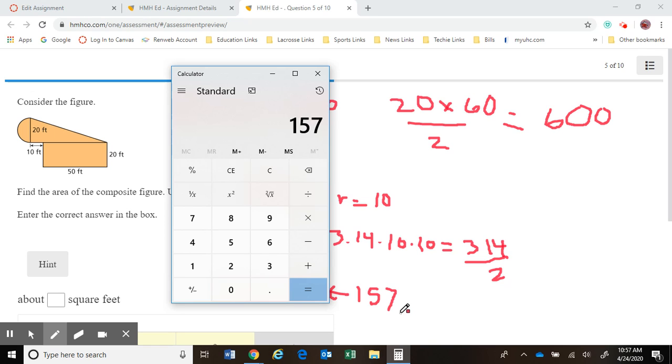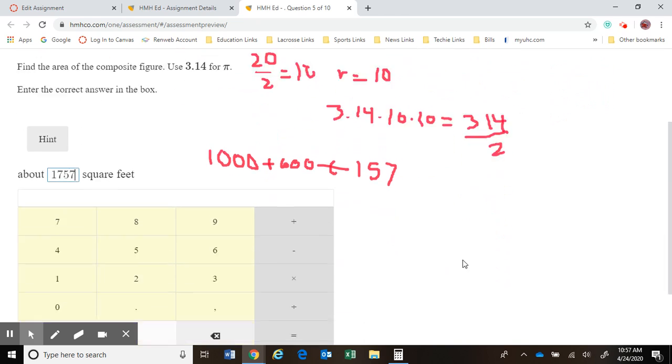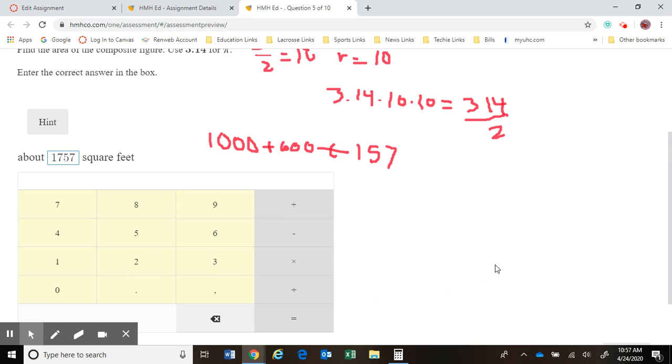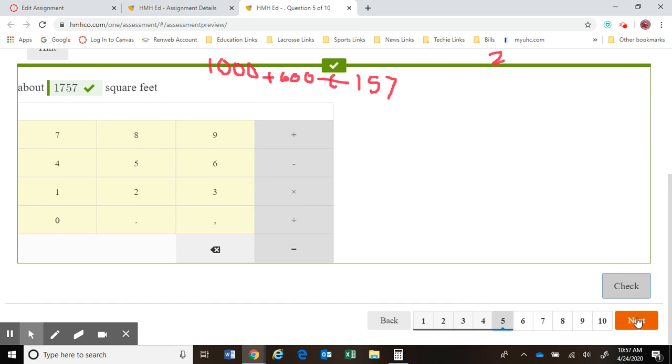Let's start over. 1,000 plus 600 plus 157. There we go. 1,757 is your answer. So 1,757 square feet. Check it. We're good. All right. Moving on to question number 6.